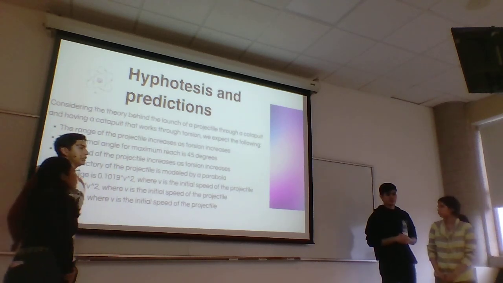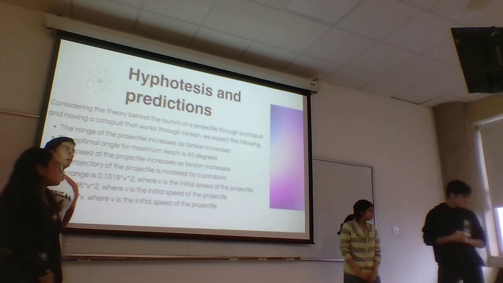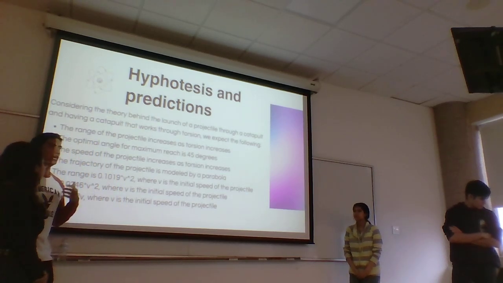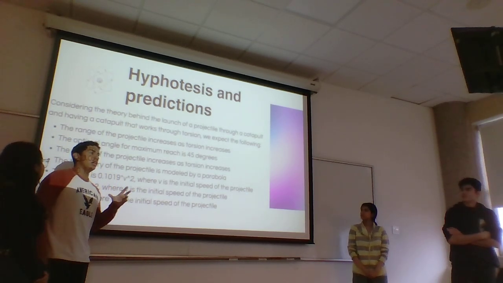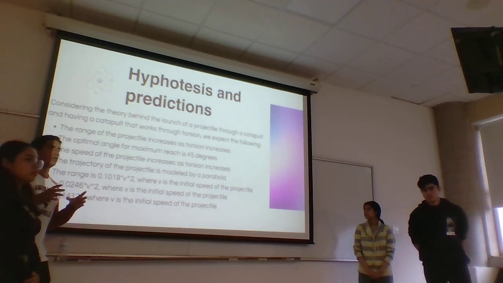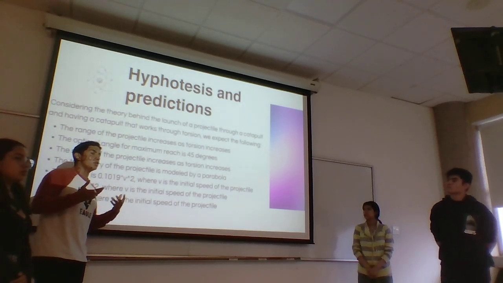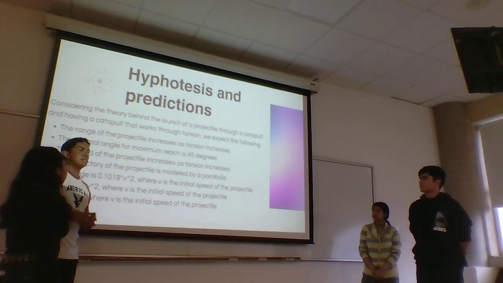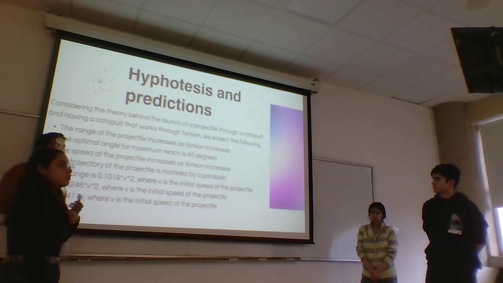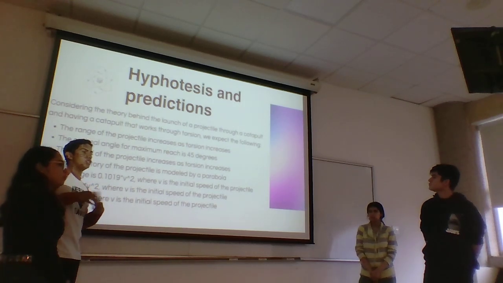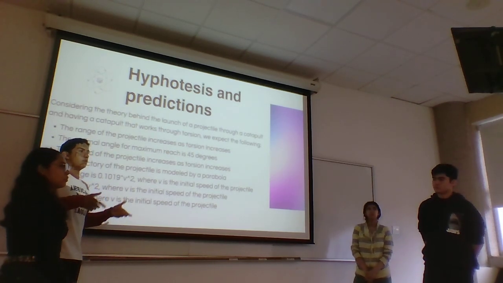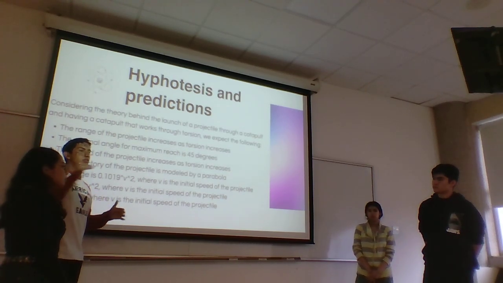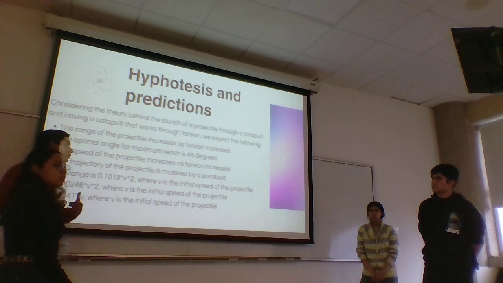Okay, for hypotheses and predictions, we need to establish that we couldn't have a very strong hypothesis because we don't have the coefficient of torsion of the climbing rope. So these hypotheses are that the range of the projectile increases as torsion increases. This is the same with the initial velocity, because when we have more torsion, more force is created to pull the arm of the catapult.